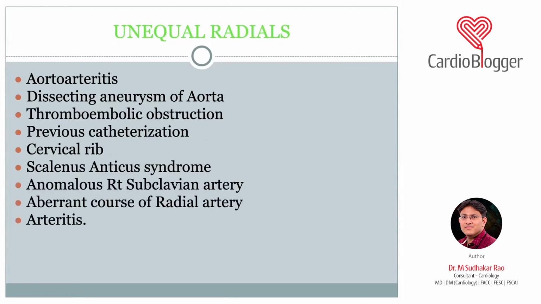Now, when do you get unequal radial pulses? The discrepancy in the pulse of right and left you get in Takayasu arteritis, dissection of the aorta, or a thromboembolic obstruction. Sometimes in mitral stenosis a thrombus goes to the left hand, or any LV clot goes to the left hand, or a cervical rib. Or sometimes if you have a catheterization through the right hand, you may not get a pulse in the right hand at a later date. Or rarely an anomalous subclavian artery on the right side, or aberrant course of the right radial artery, and arteritis. So these are the various causes of unequal radial pulses between the right and left side.